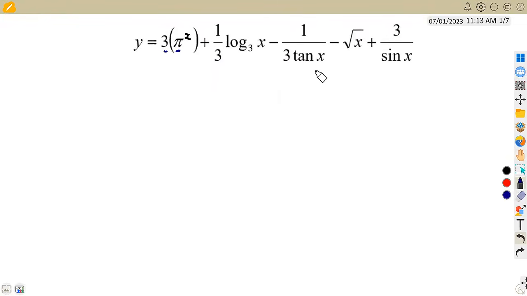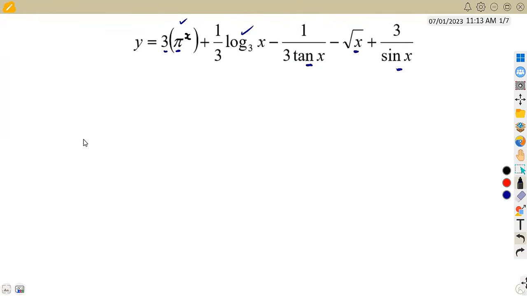All right, so the first part, like I said, is fine. The log also is fine. But if you check here, we've got a 1 over tan. On our derivatives, we do not have 1 over tan. We've got the derivative of tan, not 1 over tan like this. So we need to rewrite in the normal format. Also, the square root of x, 3 over sine. These need to be rewritten so that we can differentiate them properly.